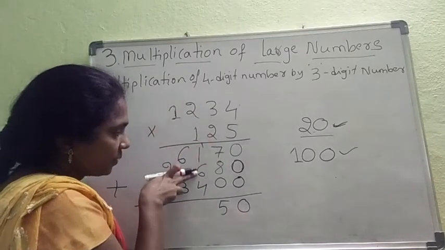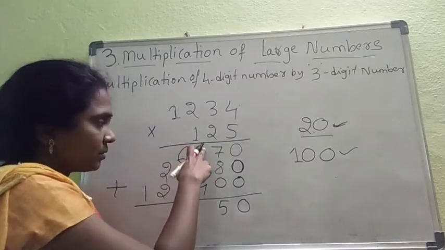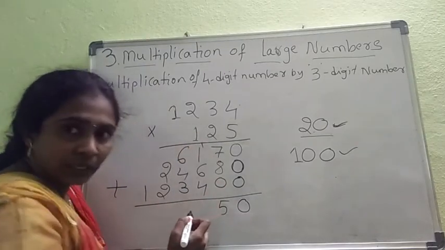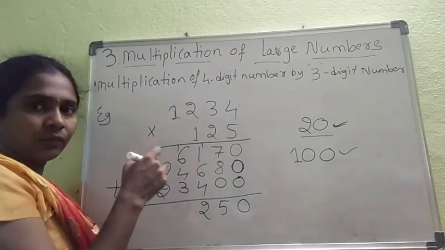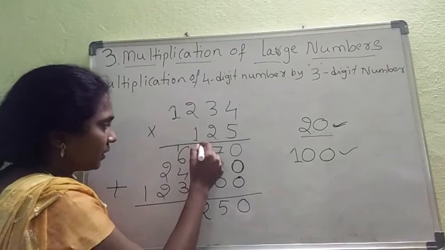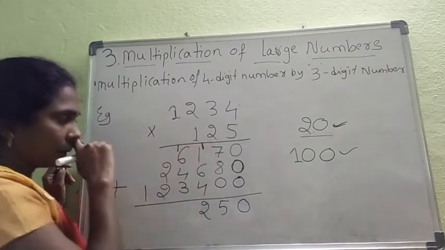Next, 1 plus 6, 7. 7 plus 4, 11. We should add this carry also. 11 plus 1, 12. 12 is also a 2-digit number. I write here 2 and 1 as a carry forward. So I think you are able to see this carry also, right? I am writing it here with small numbers, right?